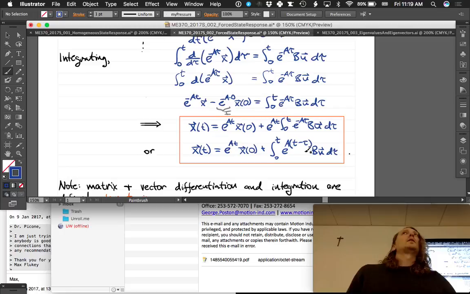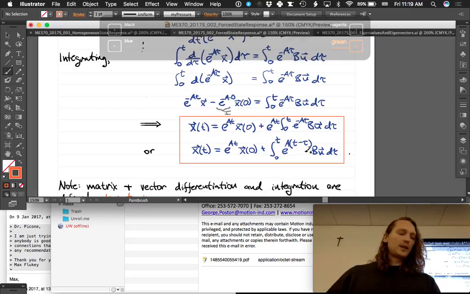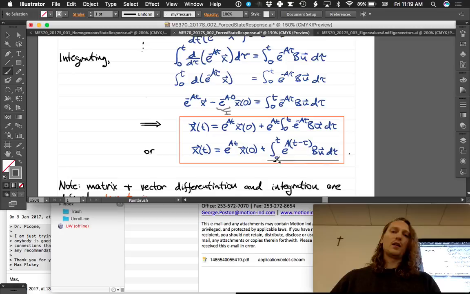So one of the reasons why it's written like this is that this is a very special type of integral. It's called a convolution integral.